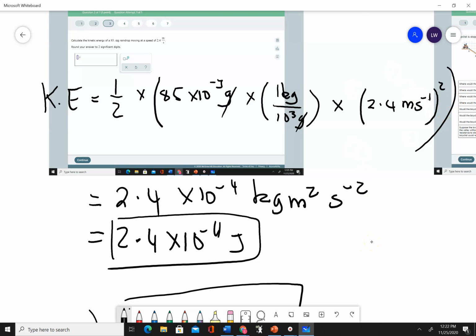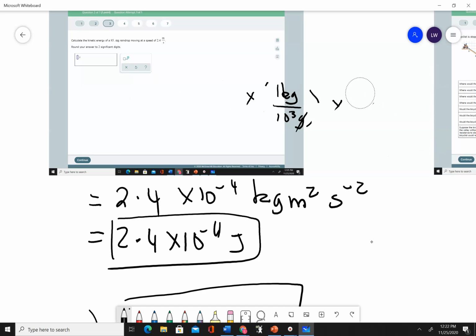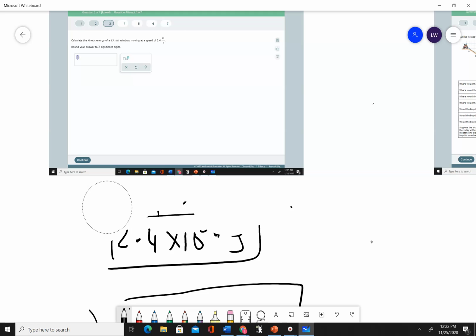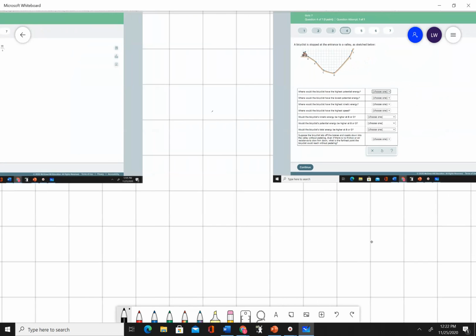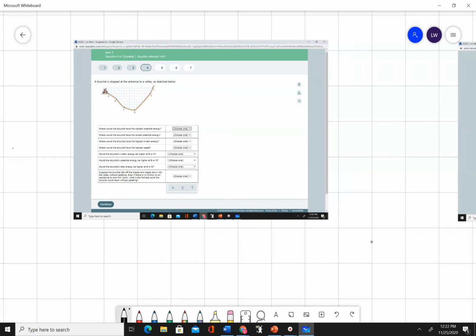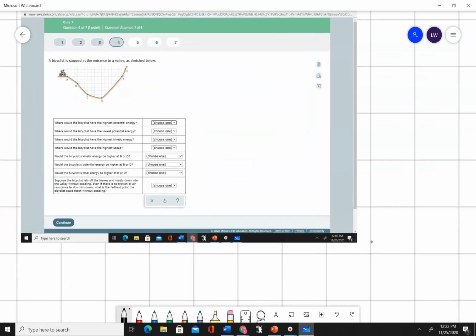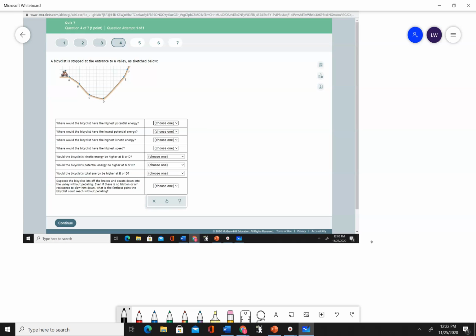All right, okay, so that's pretty cool. You know, it's only a tiny little raindrop, so it doesn't have a lot of energy. All right, we'll move on to the next one. Next one's kind of fun. It's talking about the interplay between potential energy, energy depending on position, and kinetic energy, which is energy associated with movement. So what we've got here is a bicyclist, and they're stopped at the entrance to a valley, so they have 0 kinetic energy. That's what it means when we say stopped, right?